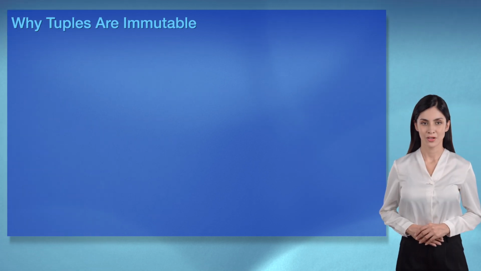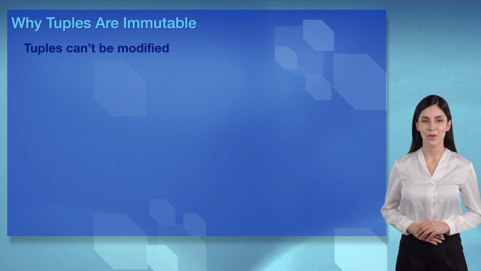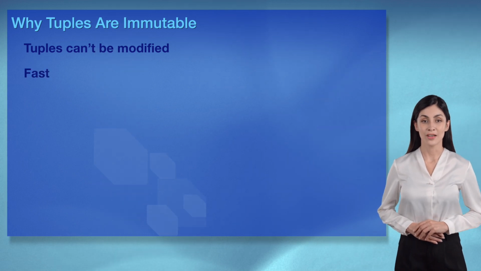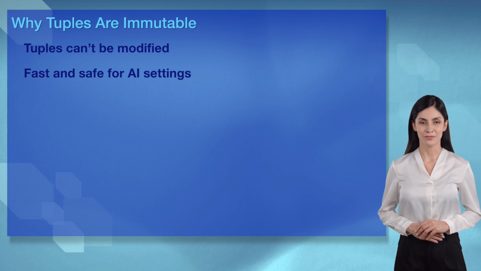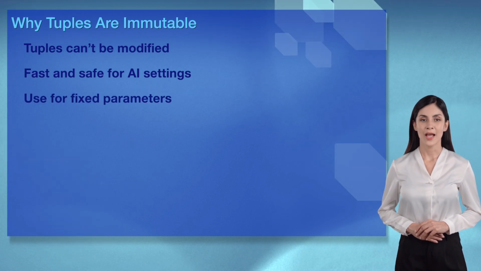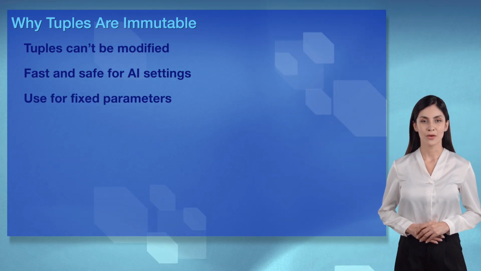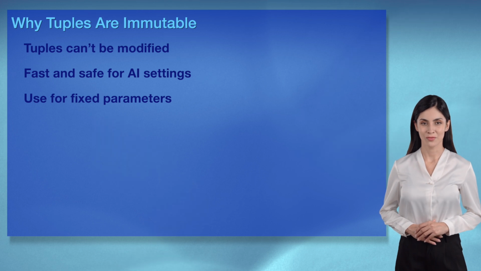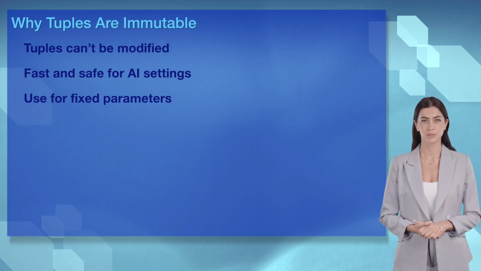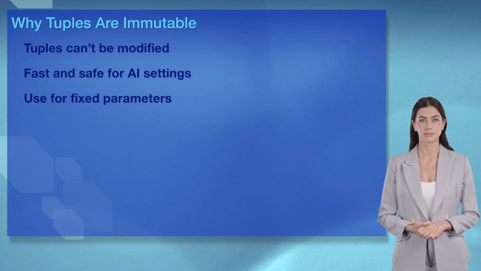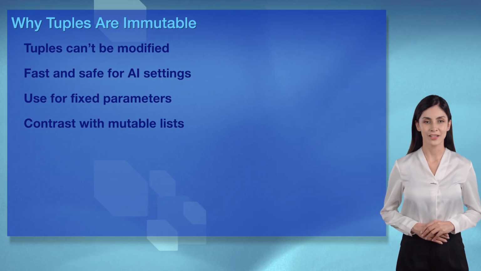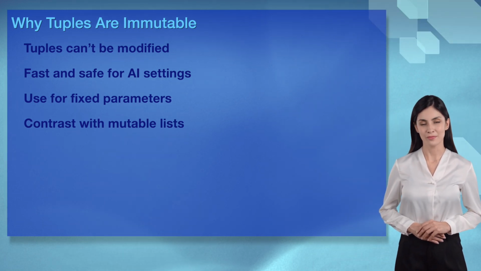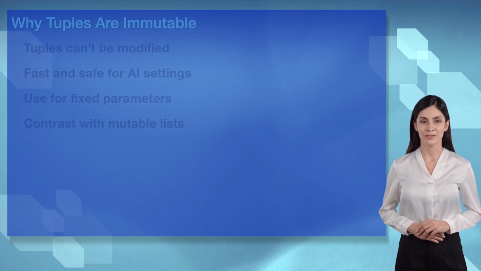Wizards, tuples can't be changed after creation, which is a superpower for AI. Immutable tuples ensure critical data, like model parameters, stays consistent during training. For example, params = (0.01, 100) stays locked, keeping your AI reliable. Anastasia, why not just use lists for everything? Great question. Tuples are faster and safer for fixed data like AI settings, while lists handle changing data. You'll see this difference in our demos, wizards.